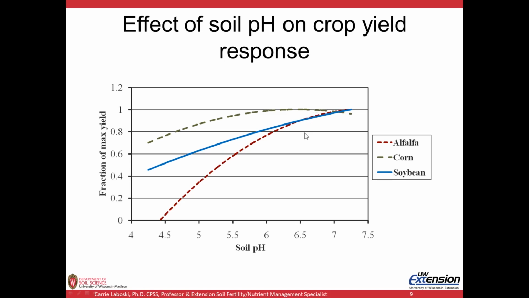For soybean, the blue line, and alfalfa, the red line, we can see substantial yield losses from having lower soil pH levels. In particular with alfalfa, you can see how much yield loss is really occurring. And that's why for our legume crops we have higher target pHs where we'd like to maintain the pH level.